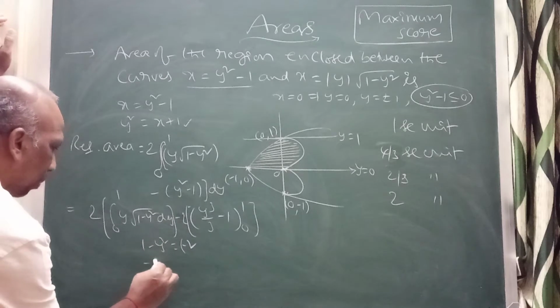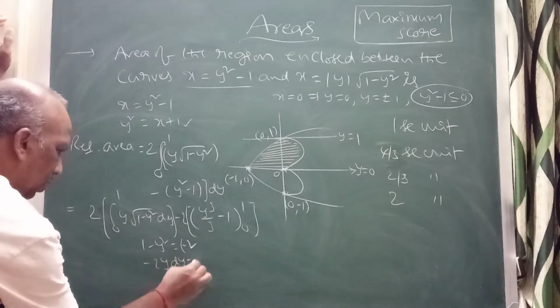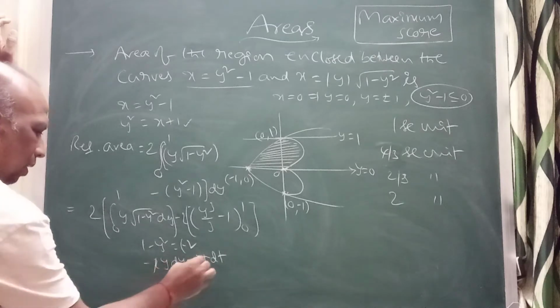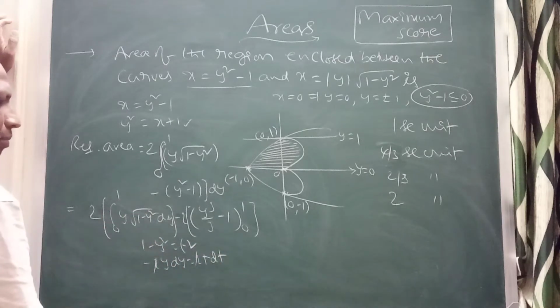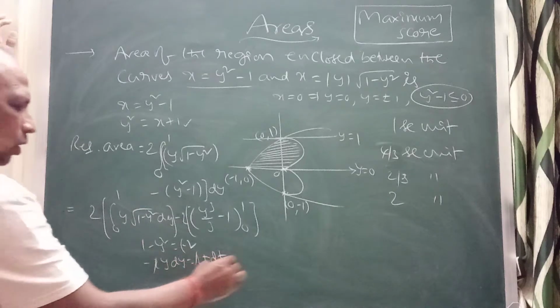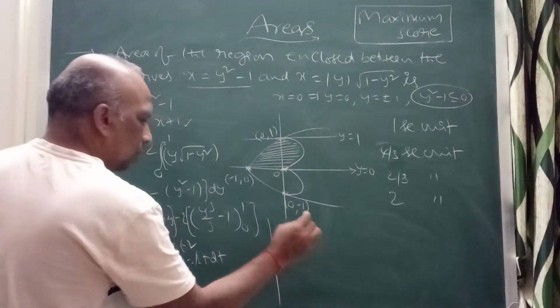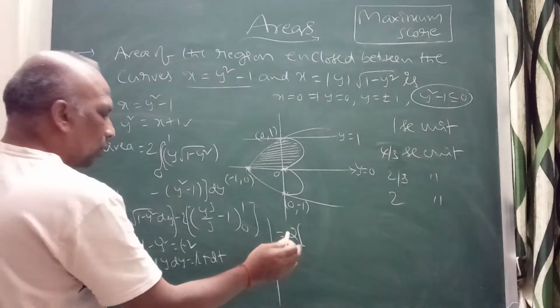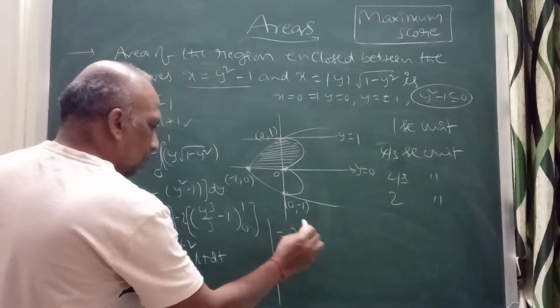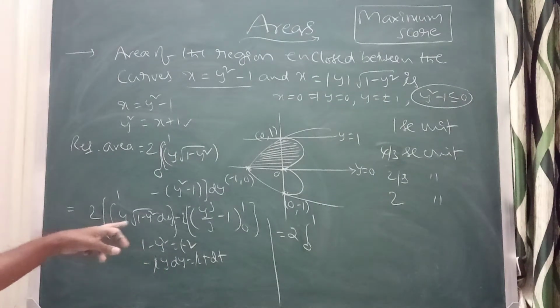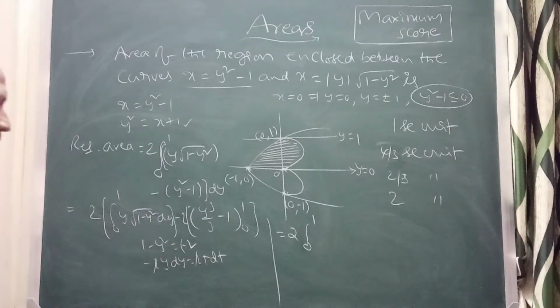You will get minus 2y dy is equal to 2t dt. So I can write this y dy as minus t dt. I am doing this integral. So if I continue this one, 2 into integral 0 to 1. I am converting in terms of t. This is y dy is minus t dt.